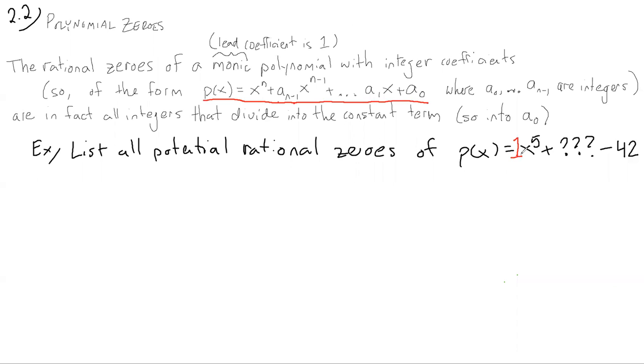There's an invisible 1. It's 1 times x to the 5, plus, I don't know what any of those middle terms are. And then we have -42, so that's my last term. That should be my a naught. So if we want to use this theorem, then basically what we're going to do is use the fact that the rational zeros are going to be integers that go into -42.